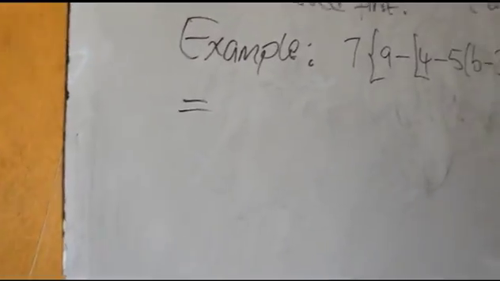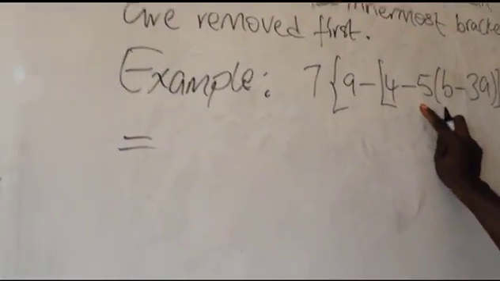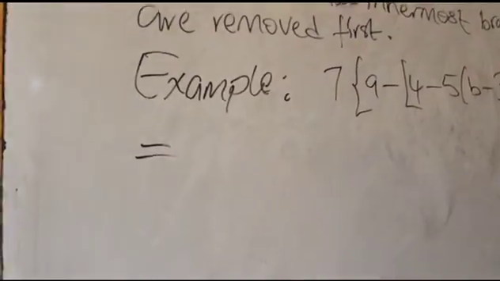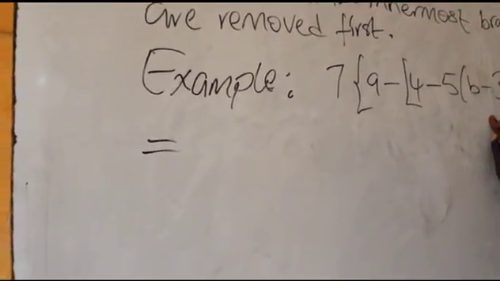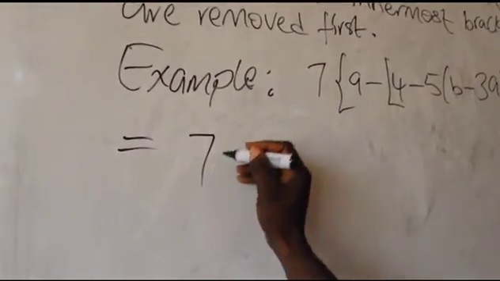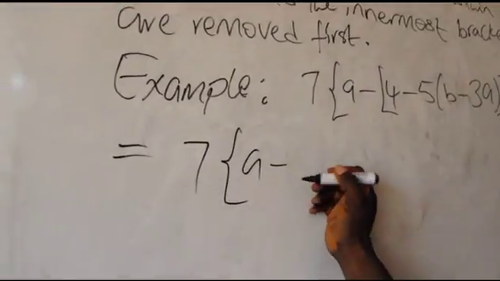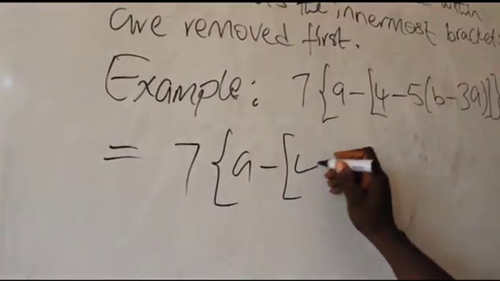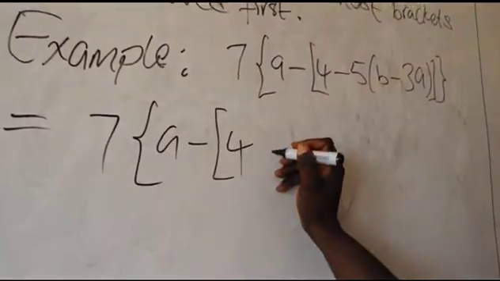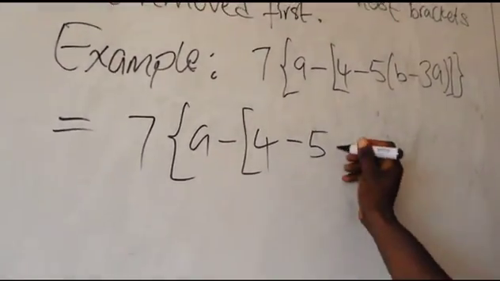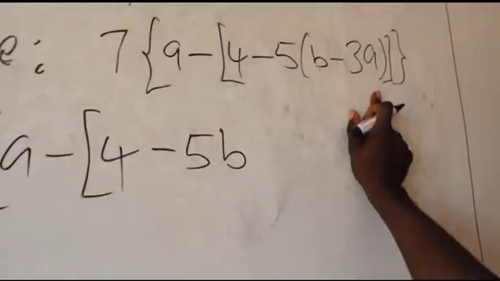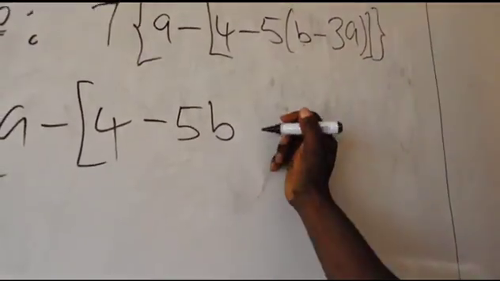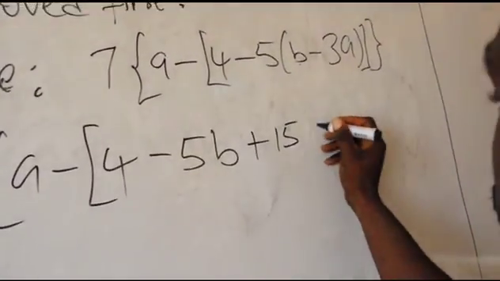That will be equal to 5 minus 5 times b, minus 5 times b, minus, and also minus 5 times minus 3a. So we have it to be 7 into a minus 4. So a minus 4, so minus 5 times b will give us minus 5b, and minus 5 times minus 3a, because minus times minus is plus. So minus 5 times minus 3a will give us plus 15a.